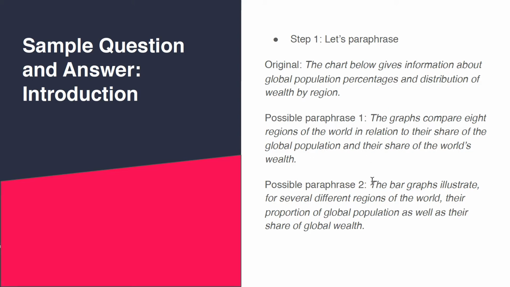Another possible paraphrase would be the bar graphs illustrate. Illustrate is a good word for this task. For several different regions of the world, their proportion of global population as well as their share of global wealth. This one might actually be better because I've used the word proportion here and the word share there. So I'm showing the examiner that I have options as far as lexical resource goes.